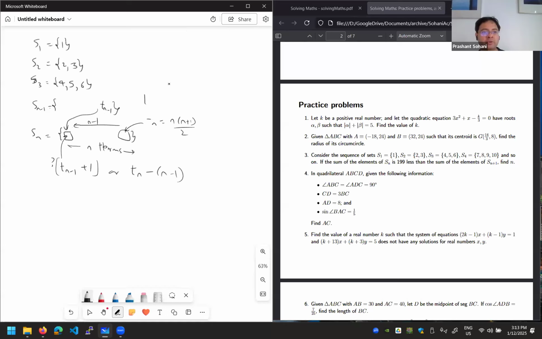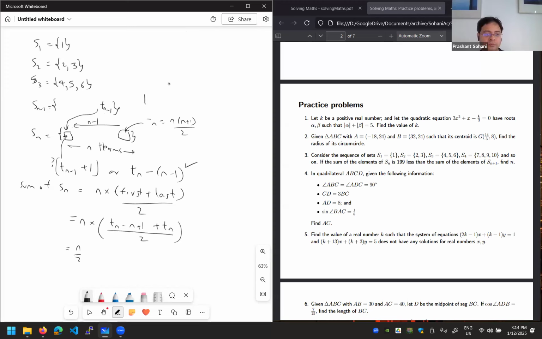Okay. So therefore, basically, I know the first term and the last term of Sn. So then I should be able to quickly find the sum of all the values, right? So the sum of the terms of Sn will be the number of terms into the average, right? So first term plus last term upon 2. So that is n into. So let us say I use this formula. Okay. So therefore, the first term will be simply Tn minus n plus 1, and the last term is Tn, upon 2.